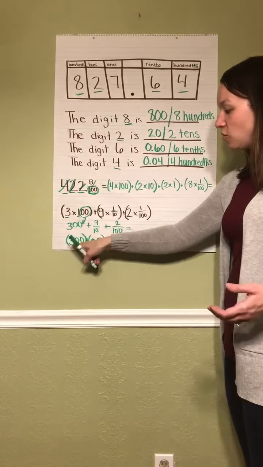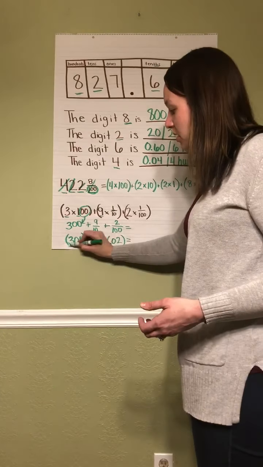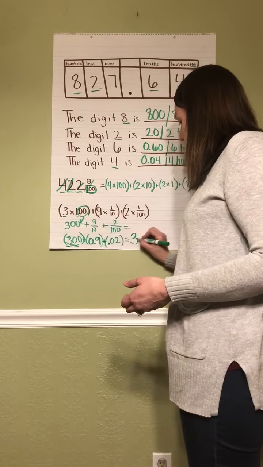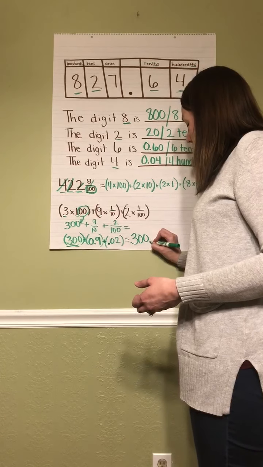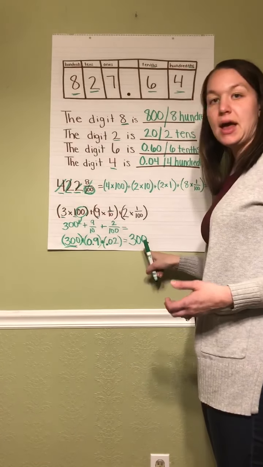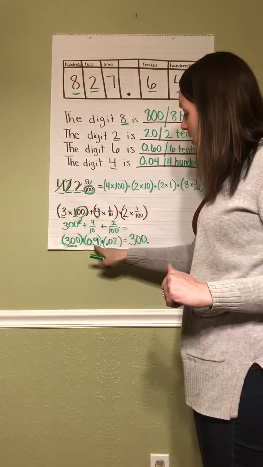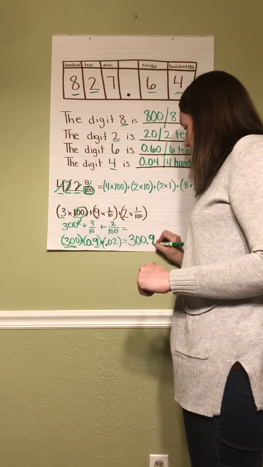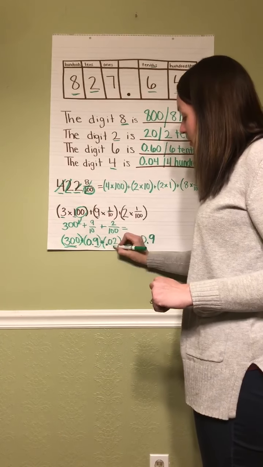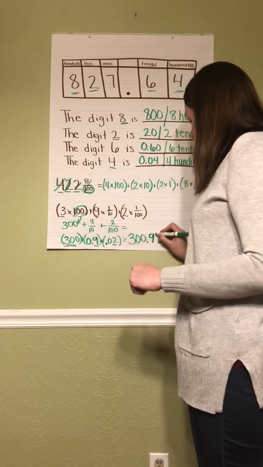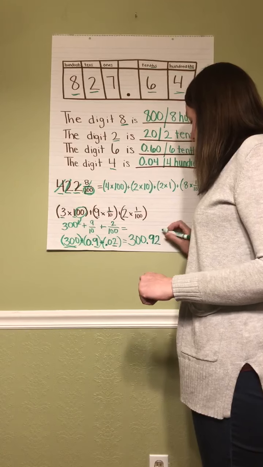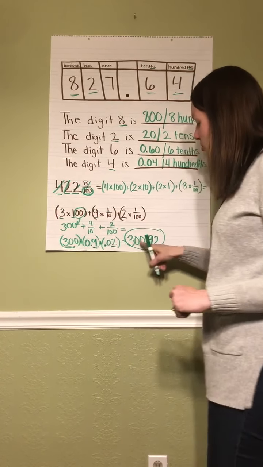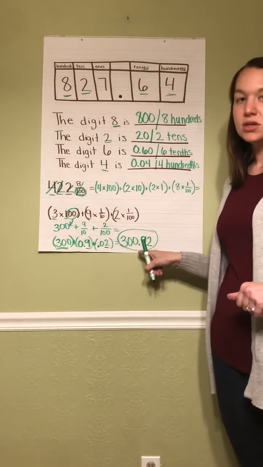Well, I only have one number that's a whole number, right? So that's easy enough. So that's 300. Then I'm going to automatically put my decimal there, right? I don't have any other whole numbers. Now I have a number in the tenths, which is that 9, right? So I'm just going to bring that 9 right over. Then I have a number in the hundredths. I'm just going to bring that 2 right over. So your total answer should have been 300 and 92 hundredths.